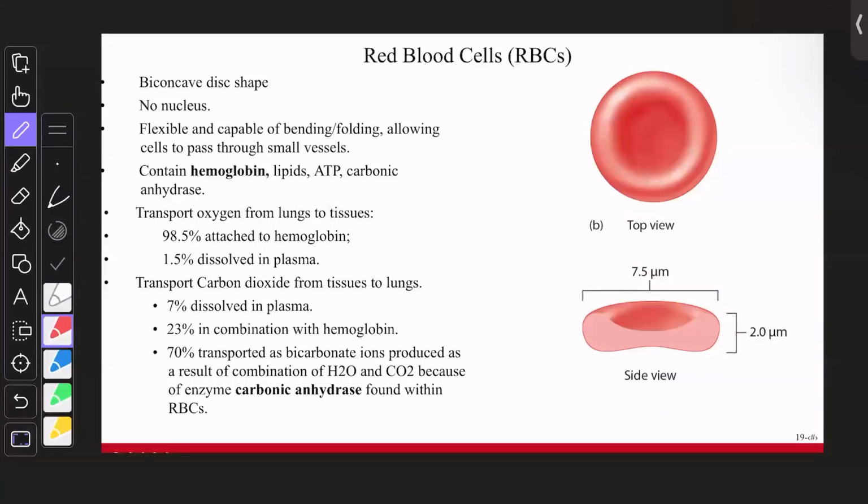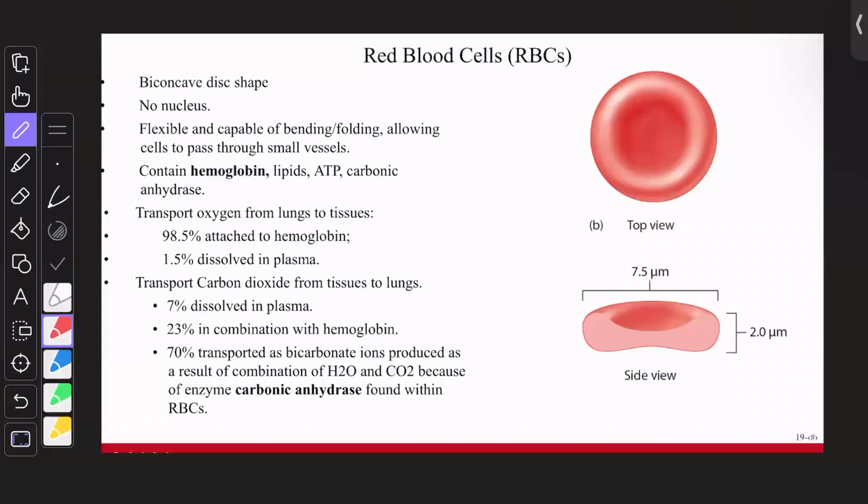Now, here's the thing. If I say to you, without reading my PowerPoint, what is the job of red blood cells? What's the first thing that pops into your head? Transporting oxygen. How many of you ever even consider the idea that it also transports carbon dioxide? This is one of those things where most people are like, oh, transports oxygen, it doesn't have anything to do with carbon dioxide. That is not true. It does both.